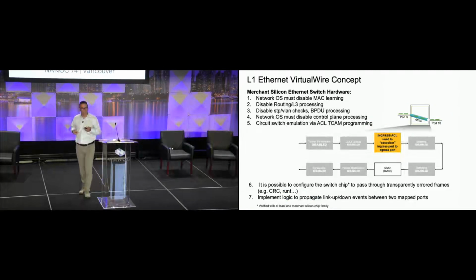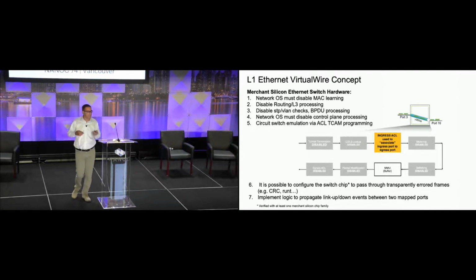Let me walk you through the first example, the first scenario, using a basic white box. And then what you do here is actually pretty simple. This is, let's say, a sample pipeline of an ASIC, a merchant silicon chipset. You have your tunnel termination, your layer 2, layer 3 lookup. You typically have an ingress ACL tables. You have a metering functionality, buffering, et cetera, egress ACL. This is the full pipeline.